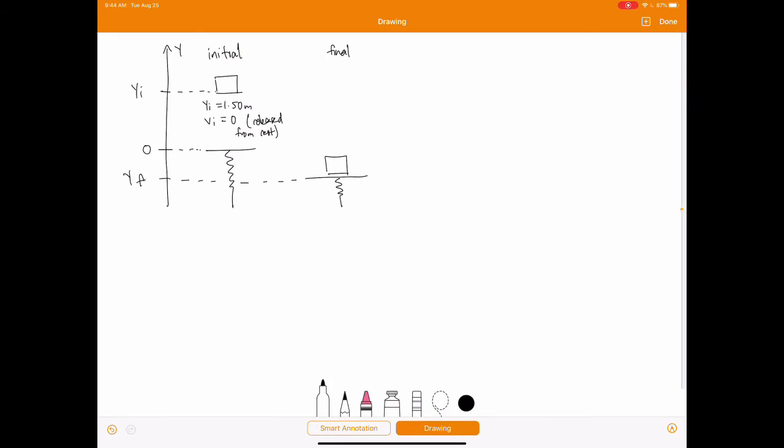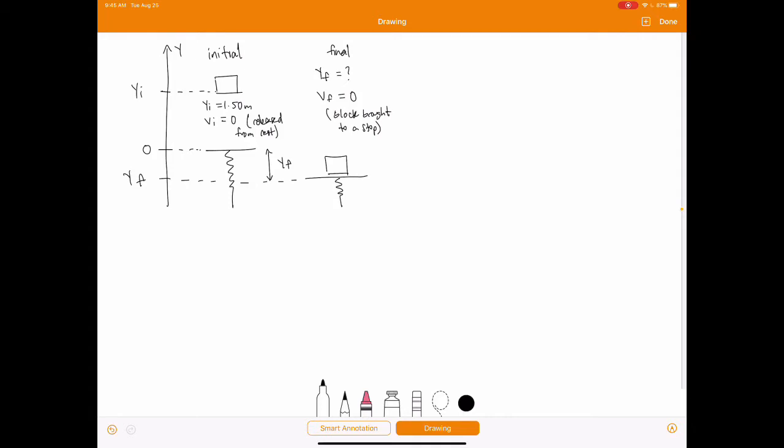And notice a couple of things. First, we don't know what y final is. That's our job to solve for it. And we do know that v final is equal to 0 because the block is brought to a stop. Okay, so it's not moving in the final state. As far as y final is concerned, we should look at the picture and realize that that's what we're trying to solve for.